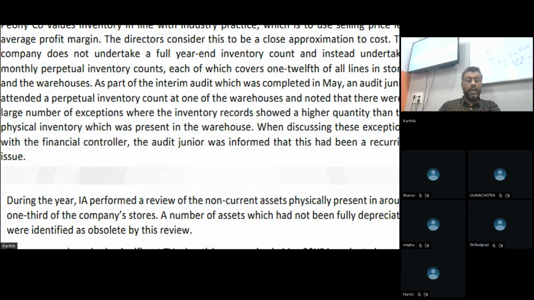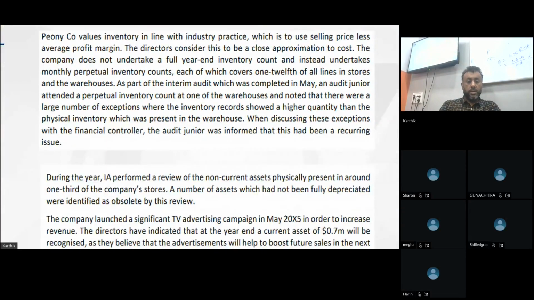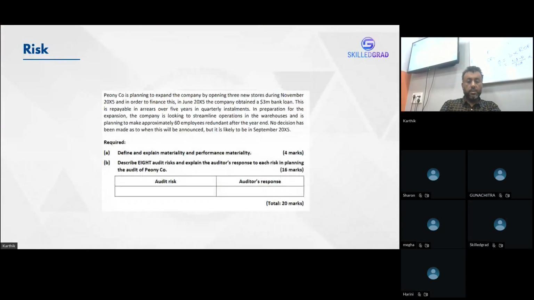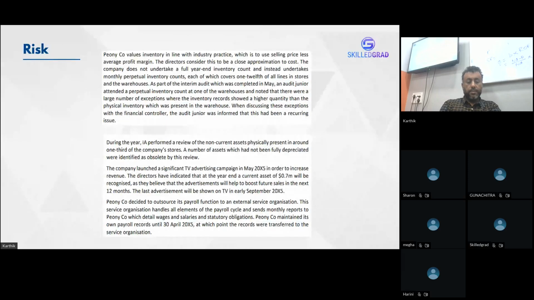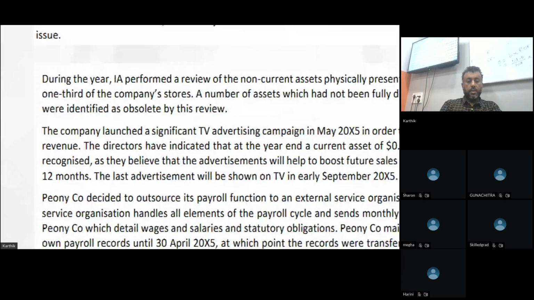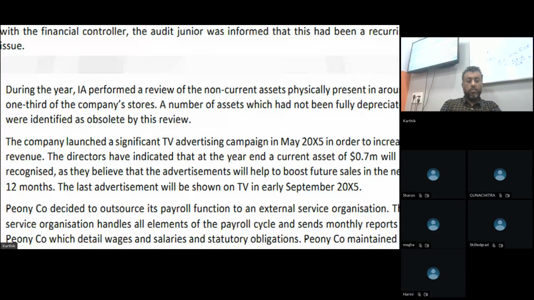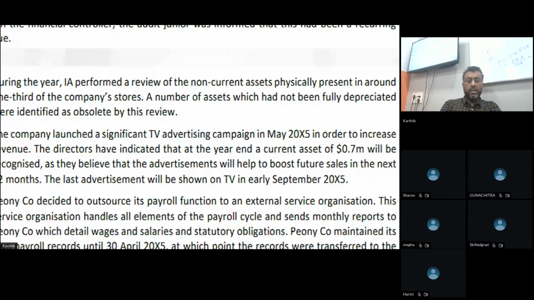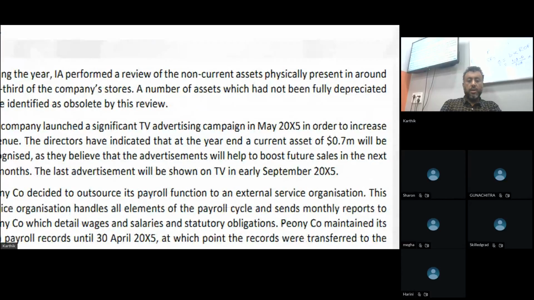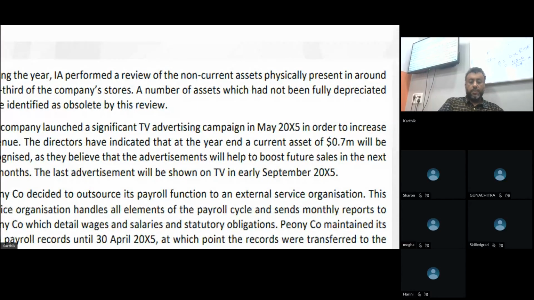Good. Then what does this say? Next point should be easy. Okay. During the year, internal audit performed a review of non-current assets, and a number of assets which were not fully depreciated were identified as obsolete. So what does that mean? Don't you say, 2 people don't say, someone else tell me.